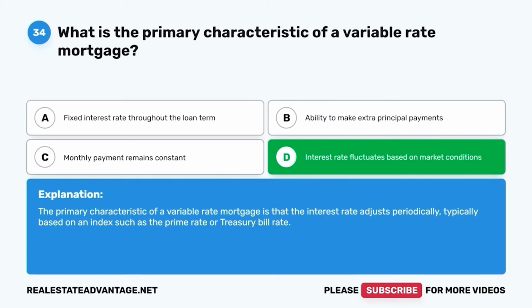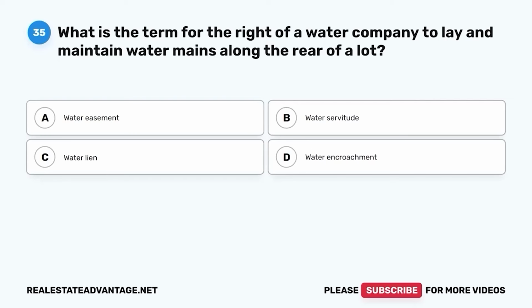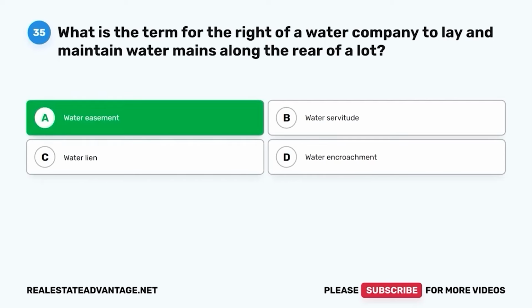Question 35. What is the term for the right of a water company to lay and maintain water mains along the rear of a lot? A, water easement. B, water servitude. C, water lien. D, water encroachment. The correct answer is A, water easement.